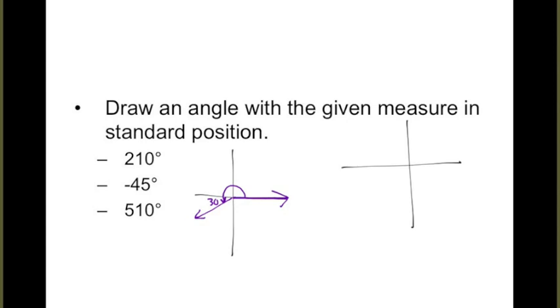For the next one, starting with the positive x-axis, always. That doesn't change for anything. But this problem says that we want to graph a negative 45 degrees. So something will change for graphing a negative. And that's the direction that we open up this hinge. So when we have a negative angle, instead of going around counterclockwise, we're going to go in the opposite direction and go around clockwise, 45 degrees.